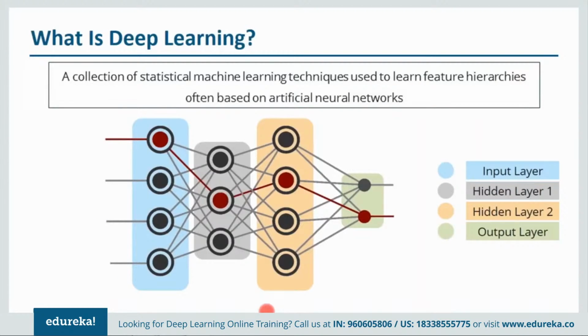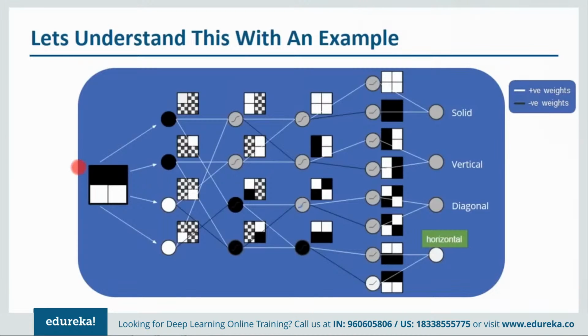Now there can be multiple hidden layers. There can be hundreds of hidden layers as well. But when we talk about machine learning, that was not the case. We were not able to process multiple hidden layers in machine learning. So because of deep learning, we have multiple hidden layers at once. Now let us understand this with an example.